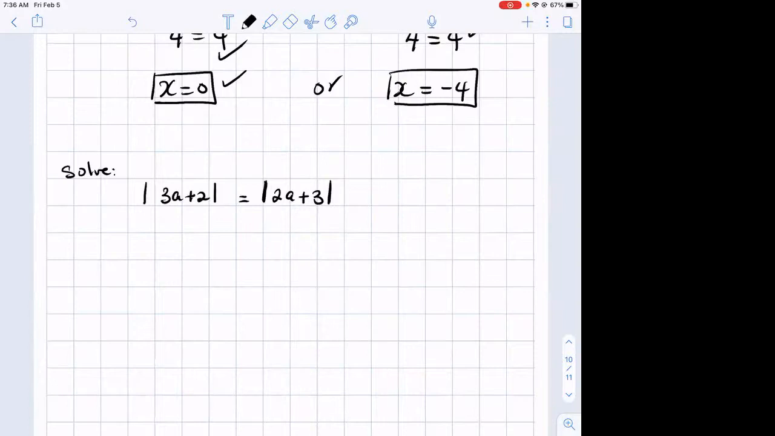Now, here's another common error that I notice, is that people tend to cancel out the absolute values from both sides and then say, oh, they're equal and they just solve. But you can't do that. You have to remember that the quantity 3a plus 2 and 2a plus 3 have equal absolute value. That means they're the same distance from 0 on the number line. So we treat this the same way we did.